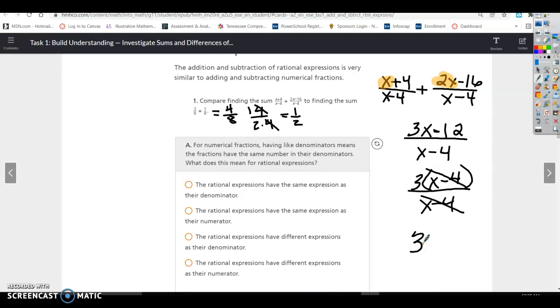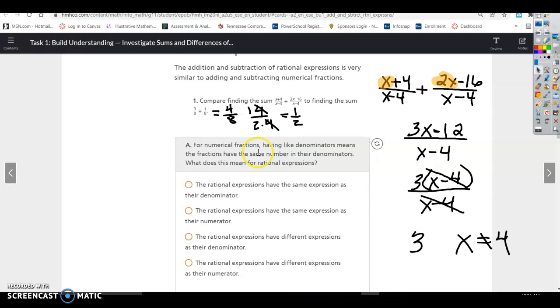Now I still have to look for excluded values like we did in the last section. We know the denominator cannot be 0, so x cannot be whatever would make this 0. 4 minus 4 equals 0, so x cannot be 4. All right, let's see what the questions ask us.